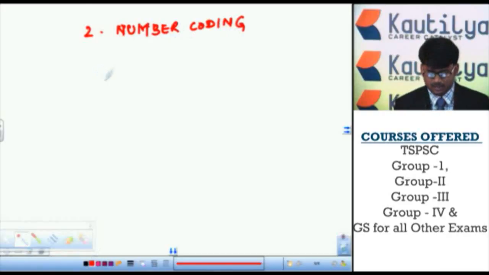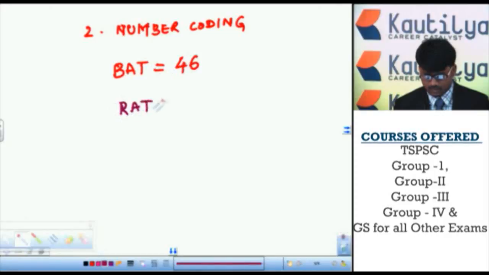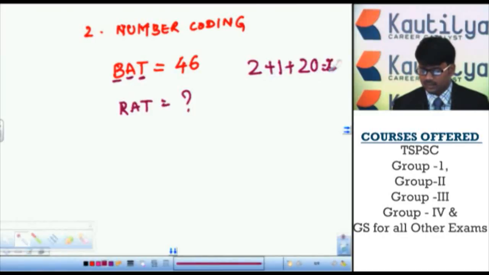Example of number coding is BAT. B-A-T, BAT is coded as 46. How is the value RAT coded? Here the letters are coded by numbers. The number place of B is 2, the number place of A is 1, the number place of T is 20. The sum of the letters is 23, but they gave the value 46. 23 doubled itself equals 46.